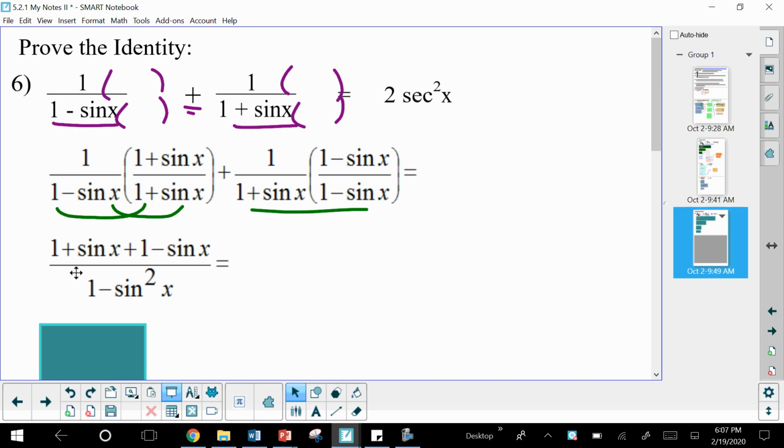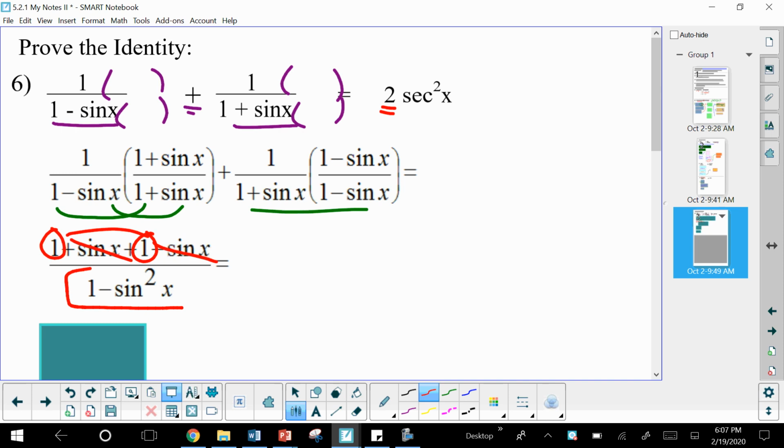So pause, take a look at the right-hand side of the problem. I don't see it just yet. It's getting closer, though. I'm going to go ahead and continue on with my problem. I have a sine x and a minus sine x in my numerator. Those guys are just going to cancel out with each other. And then I know 1 plus 1 is going to give me the 2. Well, I have a 2 right there, so I'm pretty sure I'm going to need to keep that there. 1 minus sine squared x.